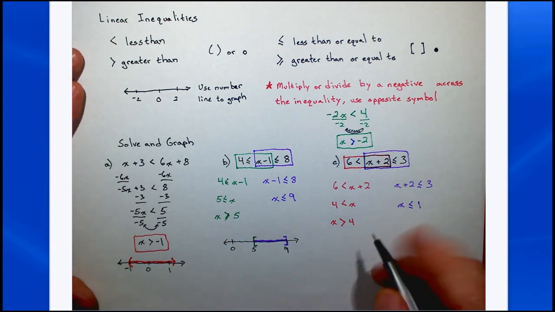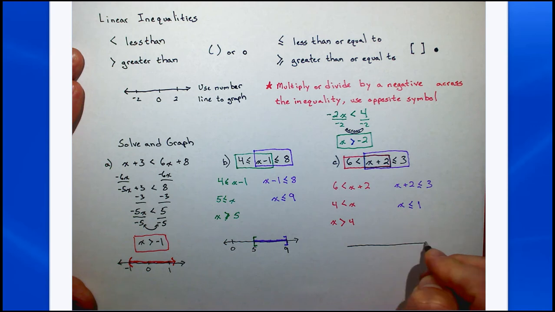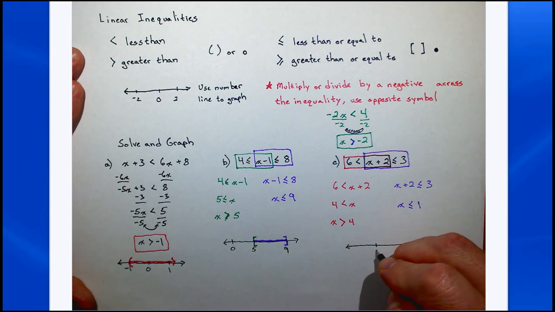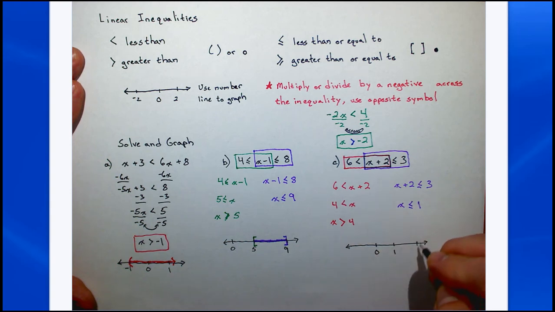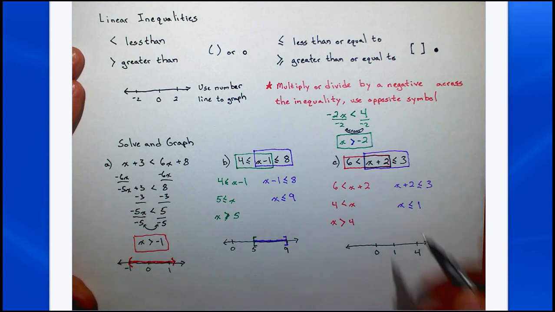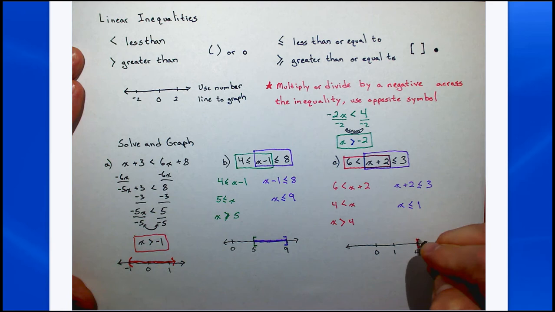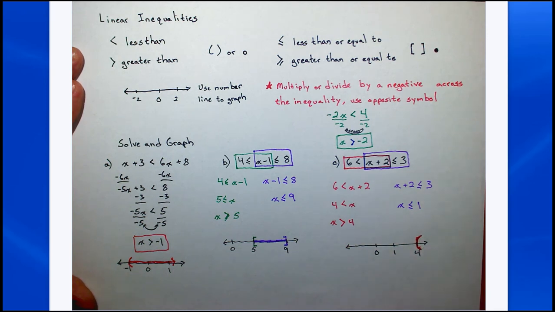And now to graph. So let's say I have 0, 1, 4. Alright, so this says x is greater than 4. So I'm going to have this here. Square bracket, right? Nope. Parenthesis. So there's my parenthesis, and x is greater than 4. So I'll shade in, and it's going this way. These are values greater than 4. See, the inequality symbol is pointing to the right. That's where my line is going.